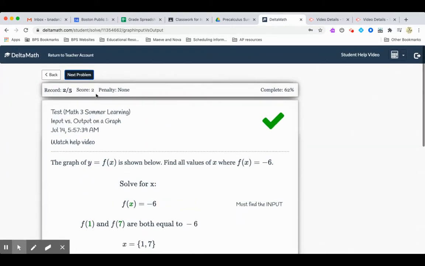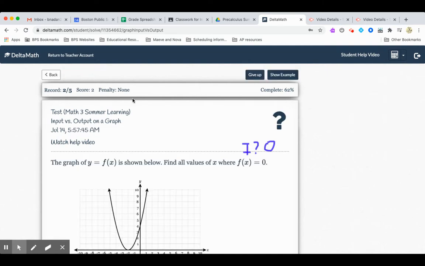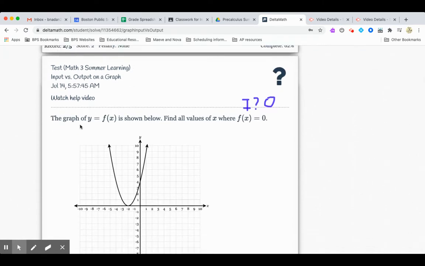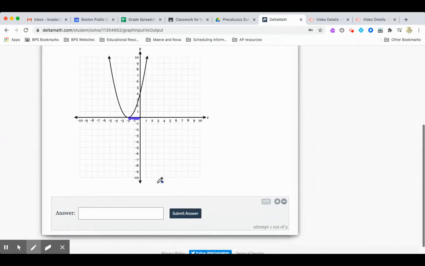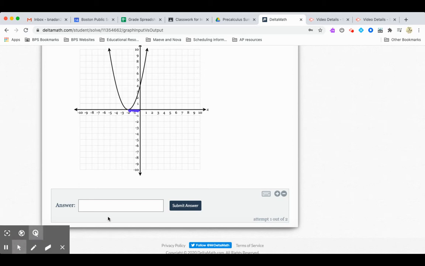Okay, so let's just do one more. So again, the graph of y equals f of x is shown below. Find all values of x where f of x is equal to 0. So you're trying to find the input, the x value, when the output, the y value, is 0. And in this case, there's only one answer as well. The output is 0 right when the input is -2. So that would be my answer.